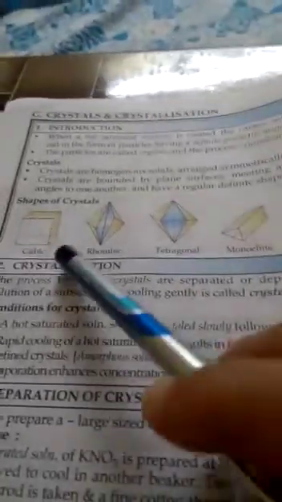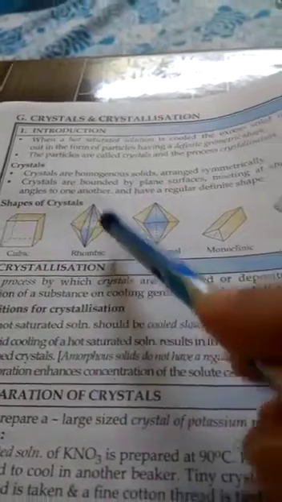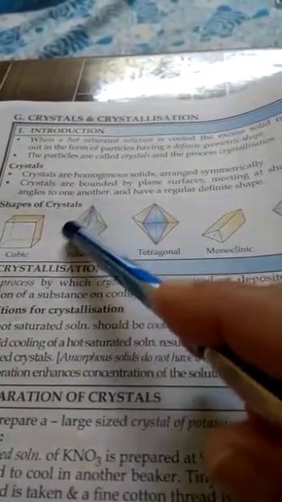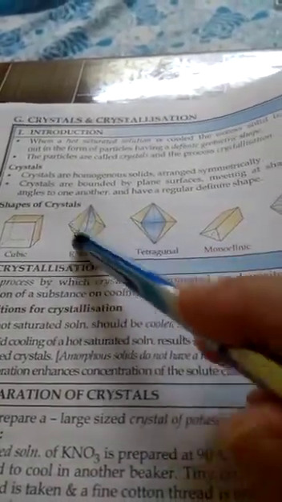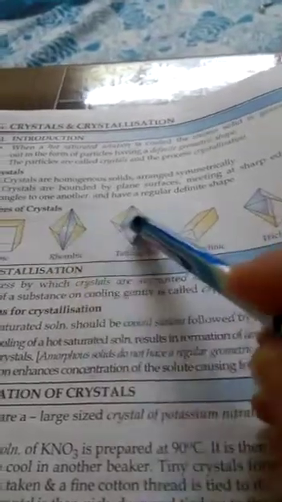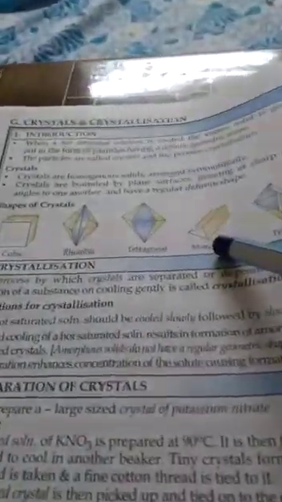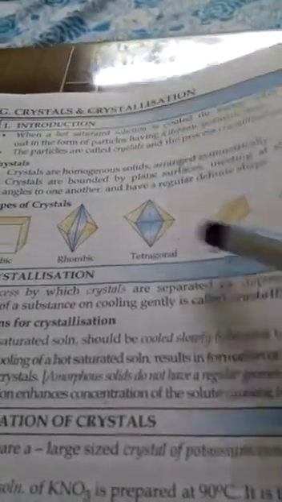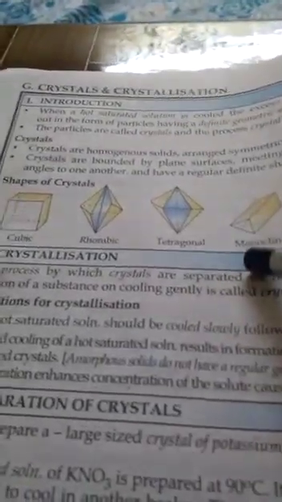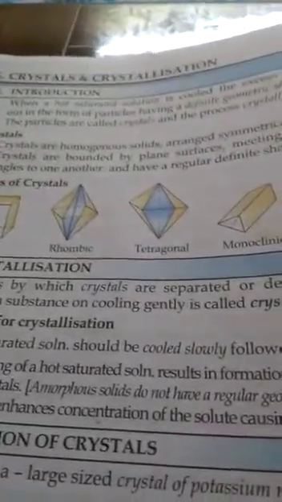You can see here different shapes of the crystals. They have plane surfaces. You can see plane surfaces here, and these plane surfaces are meeting at sharp edges at a particular angle. In all these they are meeting at different angles, right? And have a regular and definite shape. Now the process by which these crystals are produced is called crystallization.